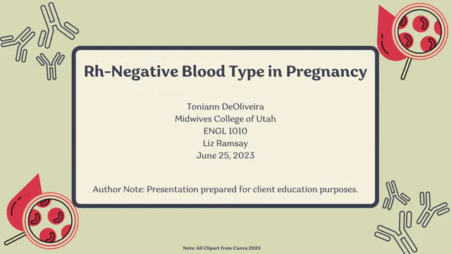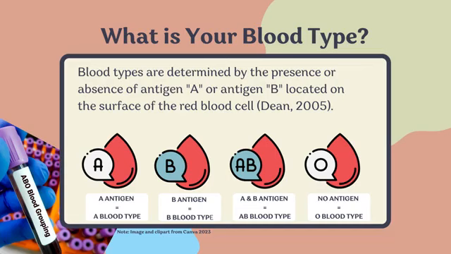So today we're going to talk about Rh negative blood type in pregnancy. When you go to your first prenatal checkup, one of the tests that will probably be performed is a blood test known as a type and cross match, which is basically just going to check for your blood type, but it's also going to identify what blood types you are compatible with.